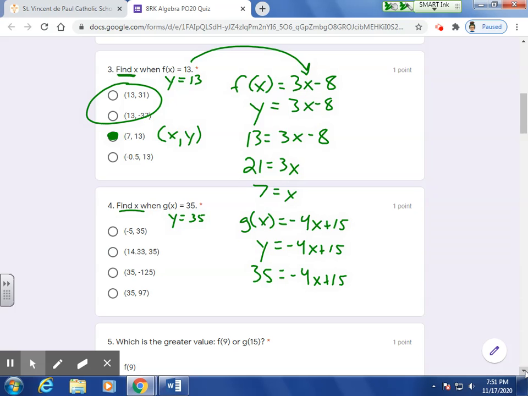Y is 35, subtract 15, divide by 4, and we get an answer of the first one, negative 5. Right? Subtract 15, 20 equals negative 4x, divide by negative 4, and we get an x value of negative 5. So negative 5, 35. Okay? So 2 examples of each type that you'll see there. I think the biggest hint as far as whether you're plugging the value in for x or f of x or y is that when it says find x, they have to be giving you y. Okay.